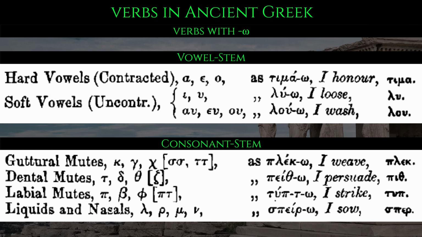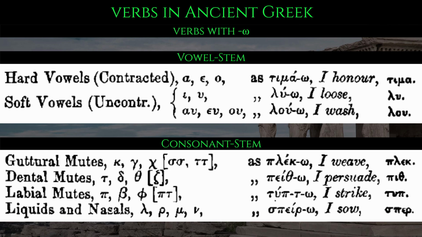And then the second group, consonant stems. Here we have four subcategories. First, the guttural mutes. Those are k, g, ch, as well as ss and tt. The last two are double sigma and double tau. For example, we have plekko, which means I weave. Then we have dental mutes. Those are t, d, th, as well as z. For example, peitho, which means I persuade.